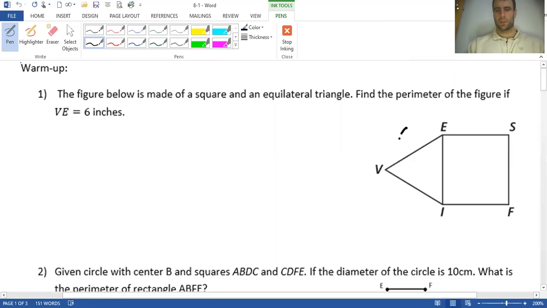So, VE equals 6. All right, look, I even have a little thing to write with now. Aren't I fancy?